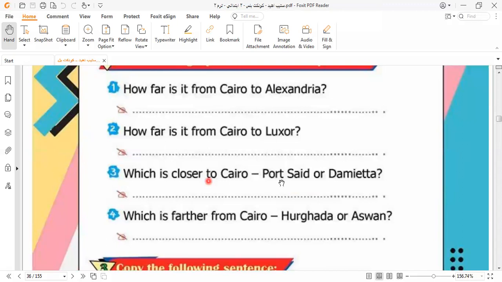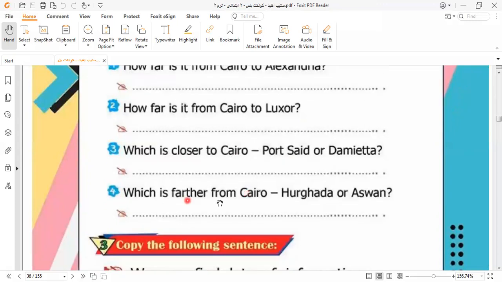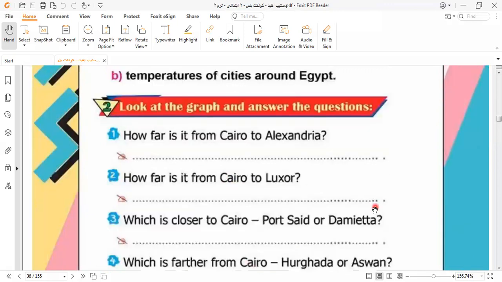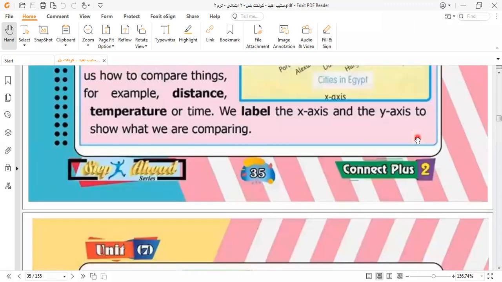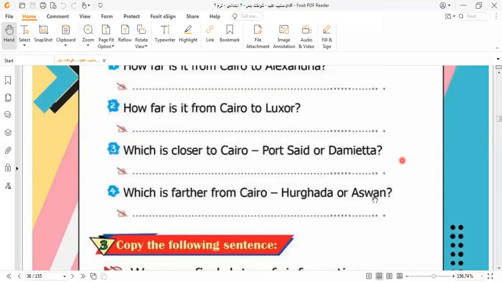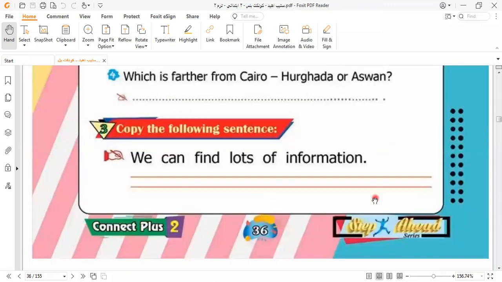Which is closer to Cairo, Port Said or Damietta? Closer to Cairo is Port Said. Which is farther from Cairo, Hurghada or Aswan? Aswan is farther from Cairo. Let's go to another one.